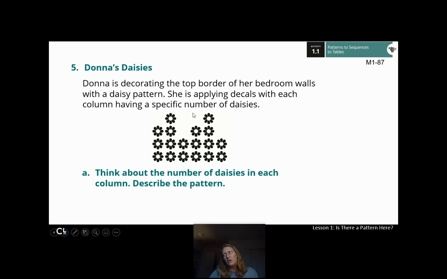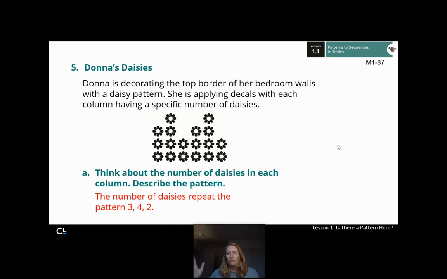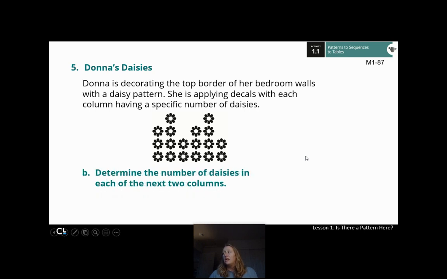Well, it looks like we've got 3 daisies, then 4, then 2, and then 3, and then 4, and then 2. So it looks like she's just repeating the pattern, right? The number of daisies repeat the pattern 3, 4, and 2. 3, 4, 2, 3, 4, 2. She's just doing that over and over again. So with this in mind, determine the number of daisies in each of the next 2 columns.